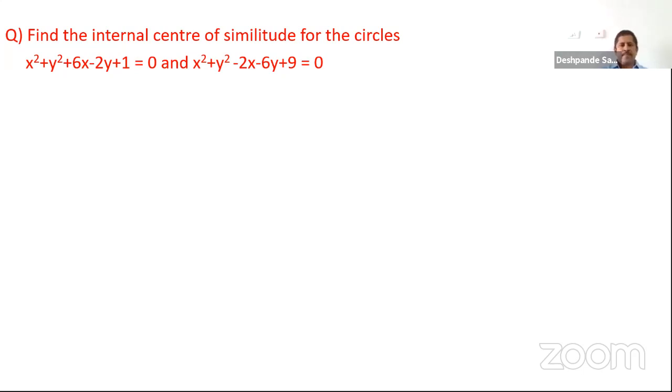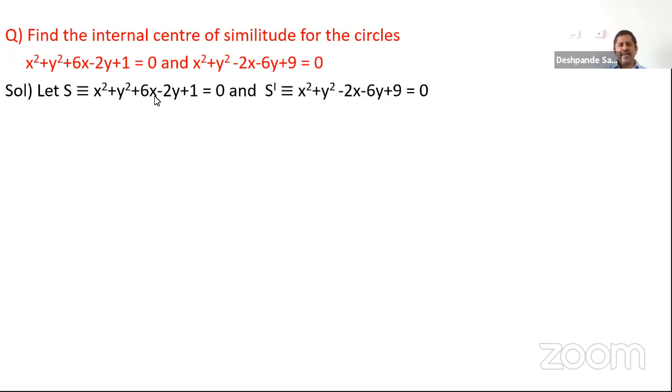And you're going to find the point P, which divides the centers in the ratio R1 is to R2. So what is given here? You got 2 circles. The first circle you call S is equal to 0, the second circle you call S dash is equal to 0. Now in the first circle, what is the g value here? 2g is 6, so g value is 3. 2f is minus 2, so f value is minus 1, and c value is 1.